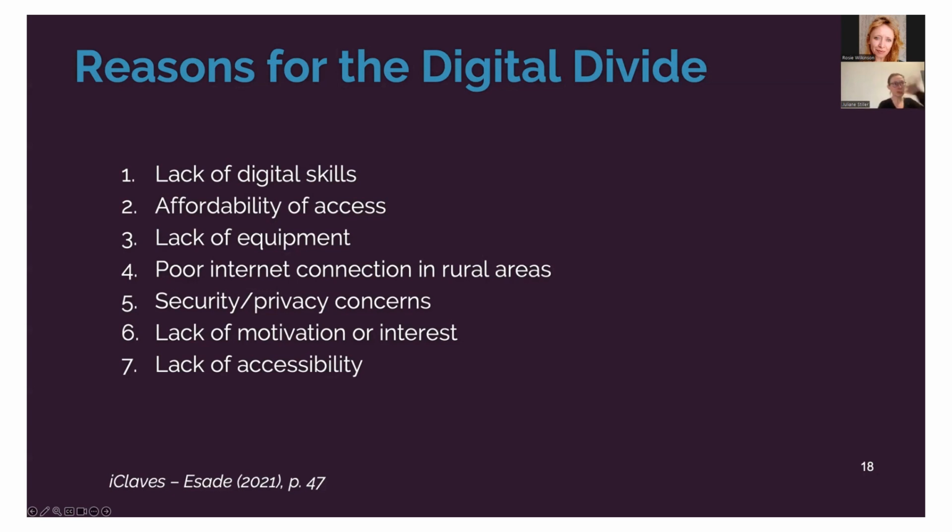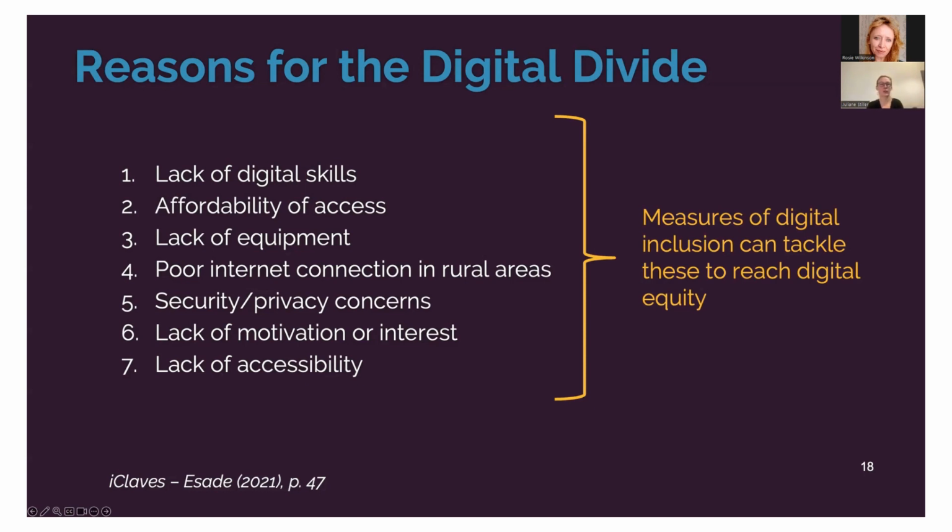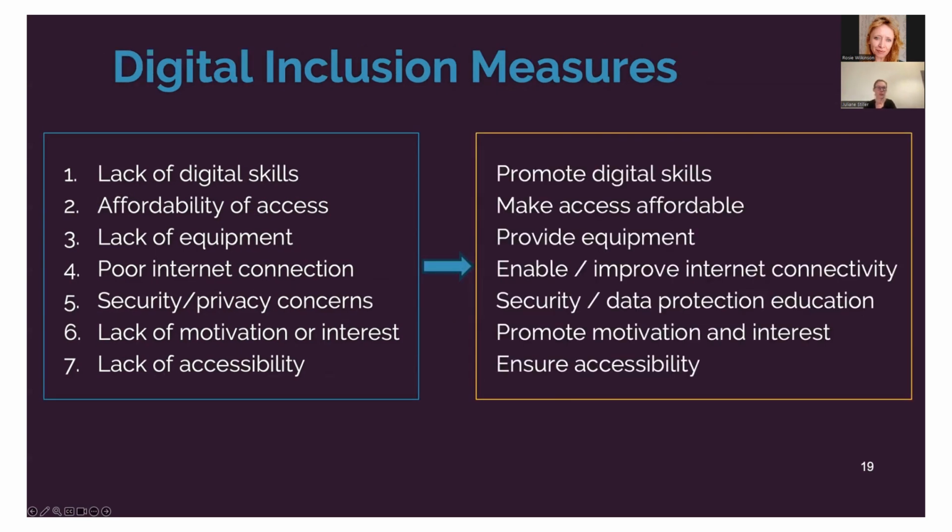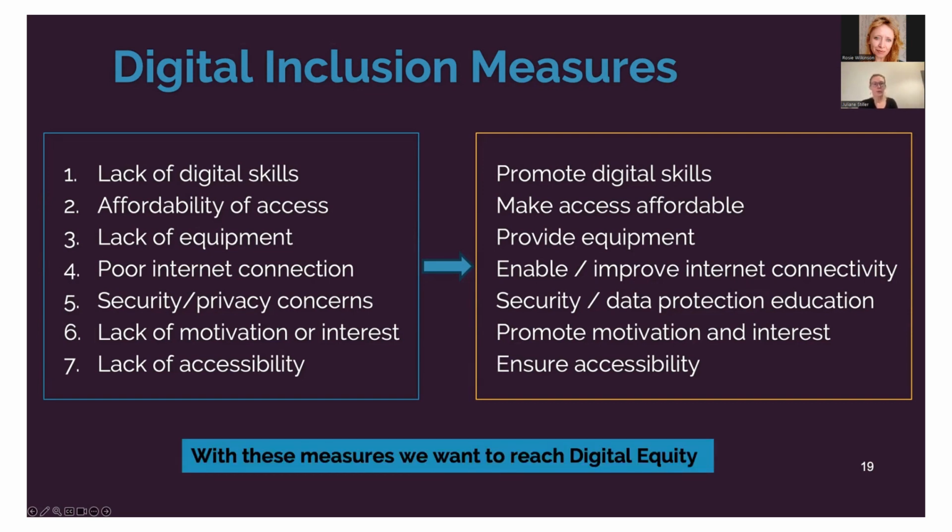If we now want to bridge the digital divide in these areas, then we can say, okay, let's just do some measures for digital inclusion that tackle these things so we can reach digital equity. And if we try this, we could say, okay, if there's a lack of digital skills, we promote digital skills. If there's no equipment, we give people equipment. If they cannot access something for some reasons, then we have to make sure they can access that, or provide the means that they can access that. So with all these measures, we want to reach digital equity.